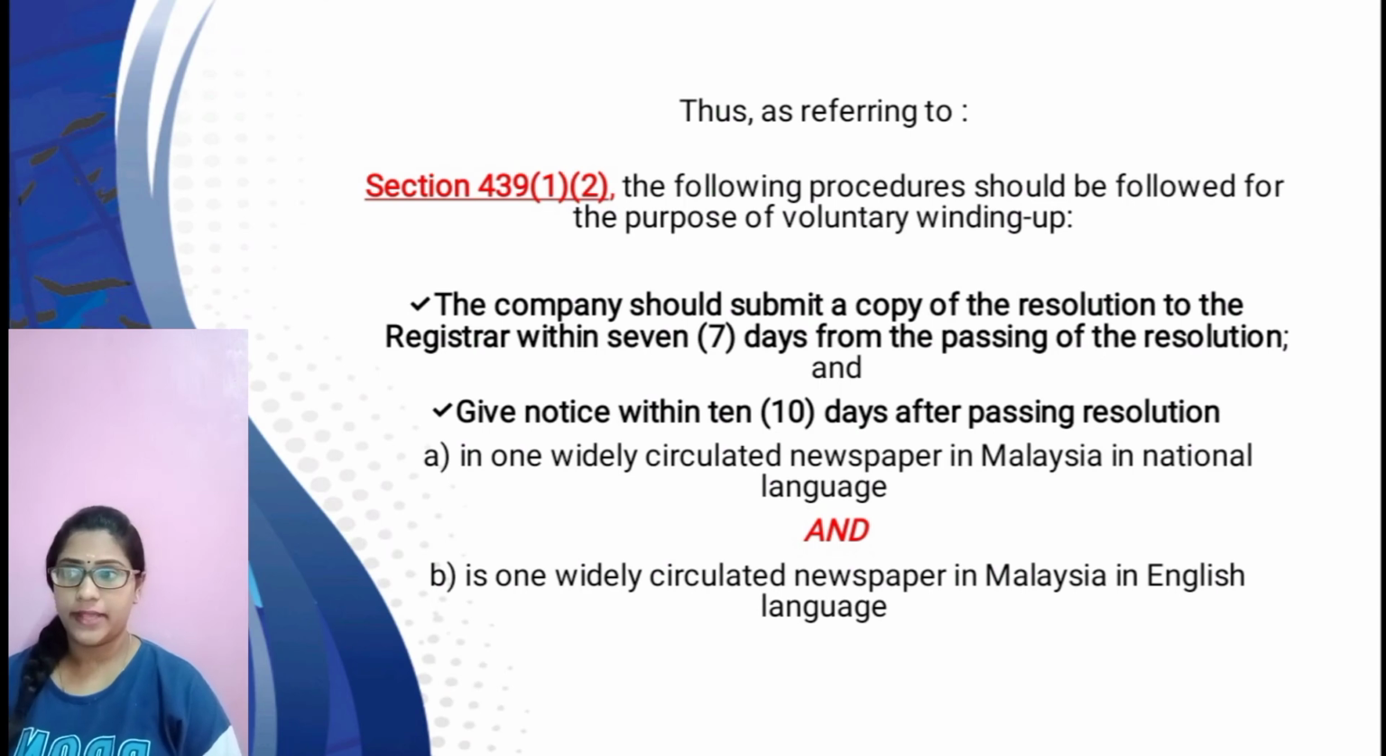Based on slide 8, a continuation of question 2A, referring to Section 439 subsections 1 and 2, the following procedures should be followed for voluntary winding up. First, the company should submit a copy of the resolution to the registrar within 7 days from the passing of the resolution. Second, give notice within 10 days after passing the resolution in one widely circulated newspaper in Malaysia in the national language and one widely circulated newspaper in Malaysia in English.